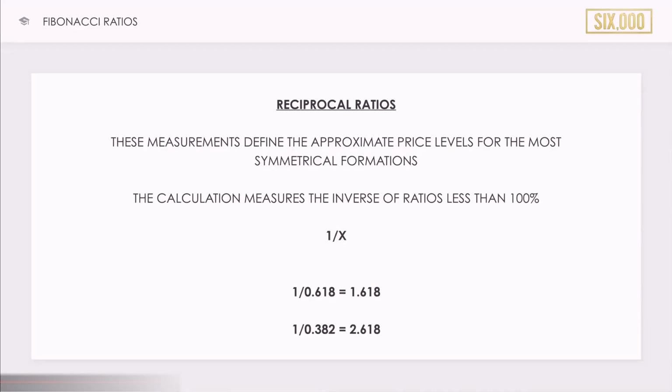Now, this won't hold much relevance until you learn about the AB equals CD. It applies more to these formations than it does to the individual patterns. So I wouldn't worry about this too much until we cover the AB equals CD pattern.